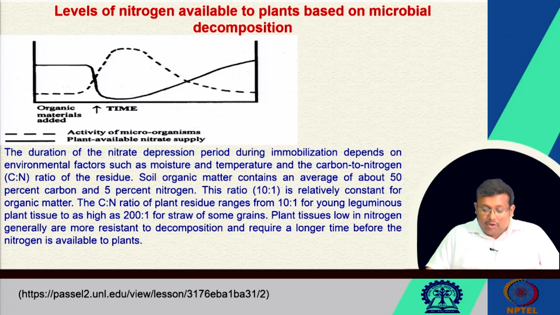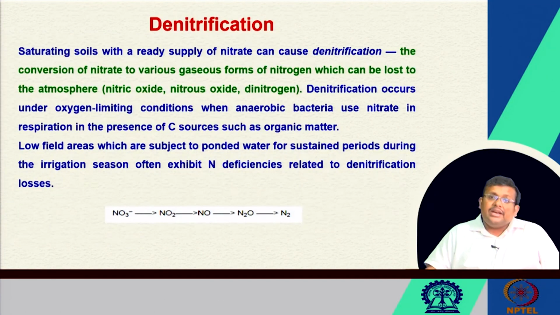So, plant tissue low in nitrogen is generally more resistant to decomposition and requires a longer time before the nitrogen is available to the plants. So, these are some practical implications of the immobilization process. Now, the next important process in the nitrogen cycle is the denitrification process.